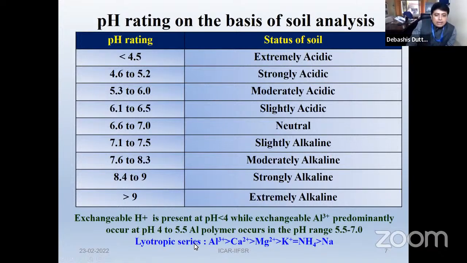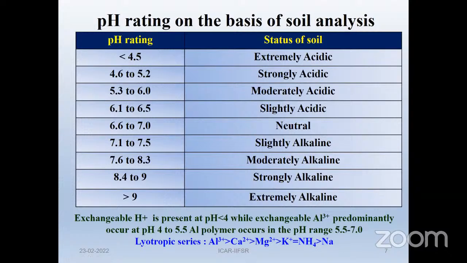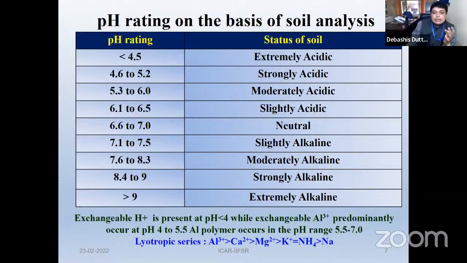And this is the lyotropic series, where with the increase of the pH, aluminum is very acidic, then calcium is towards alkaline, magnesium is alkaline, potassium and ammonia are in the same range, and the extremely strongly alkaline one is sodium. This is the lyotropic series, and from it we can draw conclusions about which nutrients or elements are predominant in the soil solution.